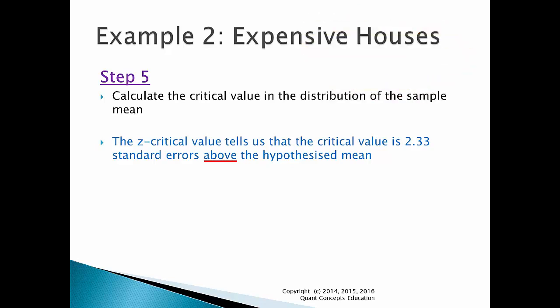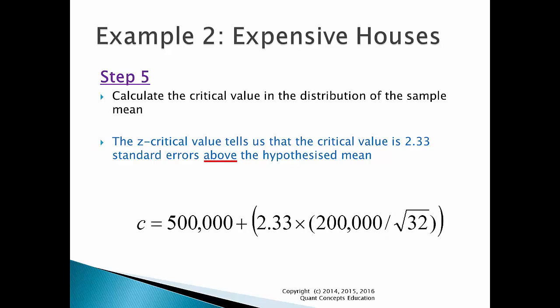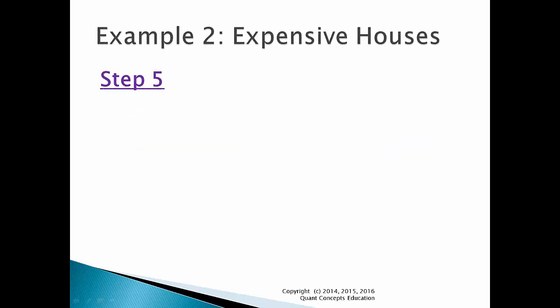The formula we use for the critical value is this. Note that we now know all the parameters needed. We know what mu is, the hypothesized population mean. We know what the Z critical value is. And we also know the population standard deviation and the sample size. So subbing all these values in looks like this. And we calculate the critical value to be equal to $582,378. Okay, so let's draw this in the original distribution.